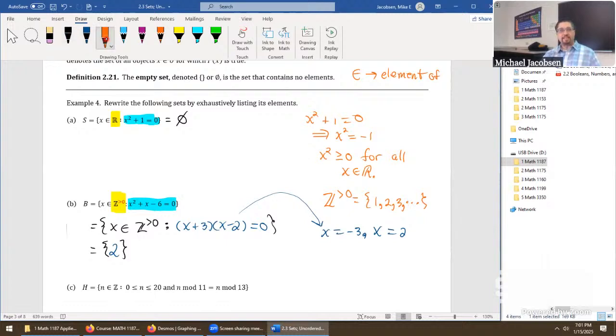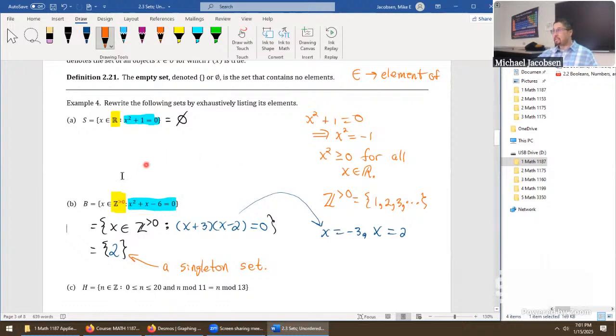Although the terminology isn't super important, sometimes the author does say this, so it's important to be familiar. This is a set with one element, and so it's referred to as a singleton set.